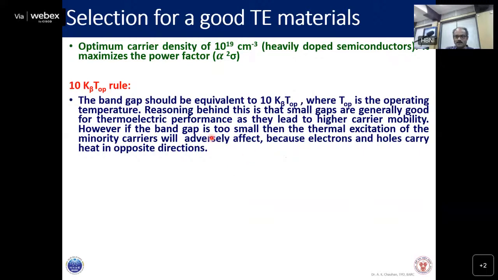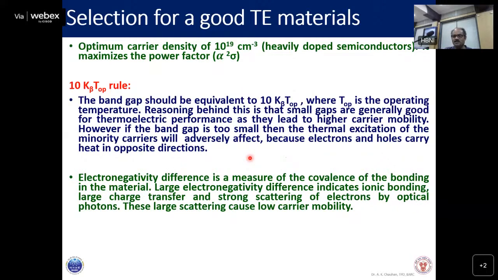The reasoning behind this 10 kT is that small gaps are generally good for thermoelectric performance as they lead to higher carrier mobility. However, if the band gap is too small, there is also a problem. The thermal excitation of the minority carriers will adversely affect performance, because electrons and holes carry heat in opposite directions. If the band gap is very low, even at that temperature, electrons will move from the valence band to the conduction band with very small thermal excitations.